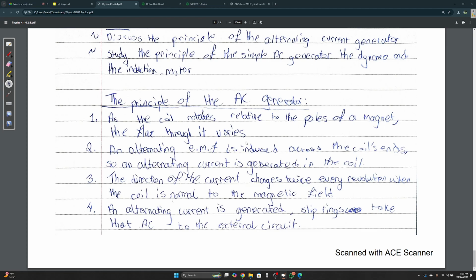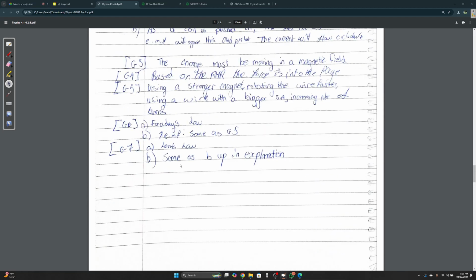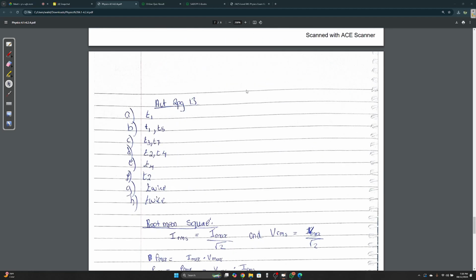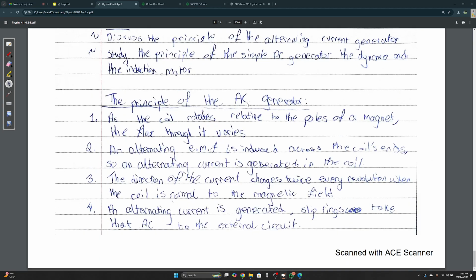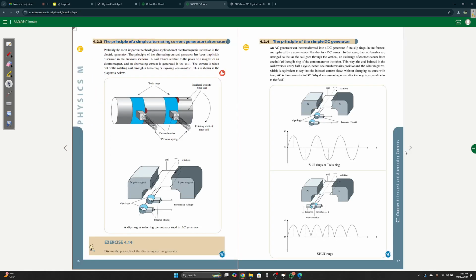Here we have the principle of the AC generator. But I'm surprised I didn't solve any questions to do with Hertz. I remember solving them in class. I'm surprised I don't have anything in my book. But I'm sure I solved some questions like this, and we're going to see them in the quiz anyway. So we have now the AC generator.